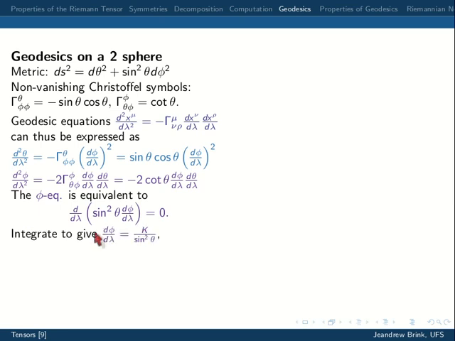Okay, so we can integrate that to give d phi d lambda is equal to a, we have that this thing is then equal to a constant. Okay, and then I have d phi d lambda is equal to a constant over sine squared theta.